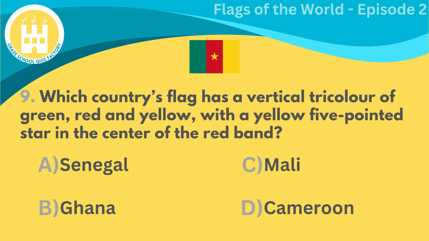Which country's flag has a vertical tricolor of green, red, and yellow, with a yellow 5-pointed star in the center of the red band? The correct answer is letter D, Cameroon.